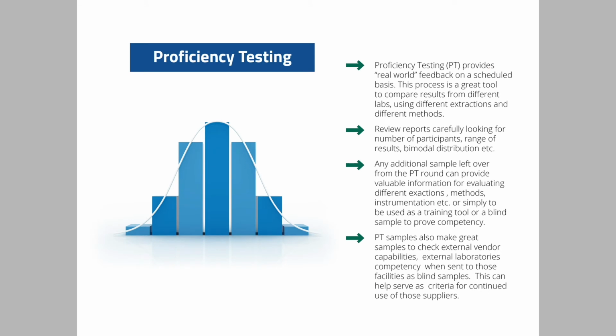Proficiency testing is an excellent tool because it provides real-world feedback for laboratories and for analysts on a scheduled basis. By being able to see the result generated by a variety of different laboratories using a variety of different methods, it allows each individual participant to see how the result that they generated measures up. You always want to make sure that you are able to review each of these PT reports carefully, as they contain very valuable information. Look for the number of participants, check the range of results. You also want to check to see if perhaps there's a bimodal distribution and that some methods may have a bias. All of these types of data can be gleaned from a good PT result report.